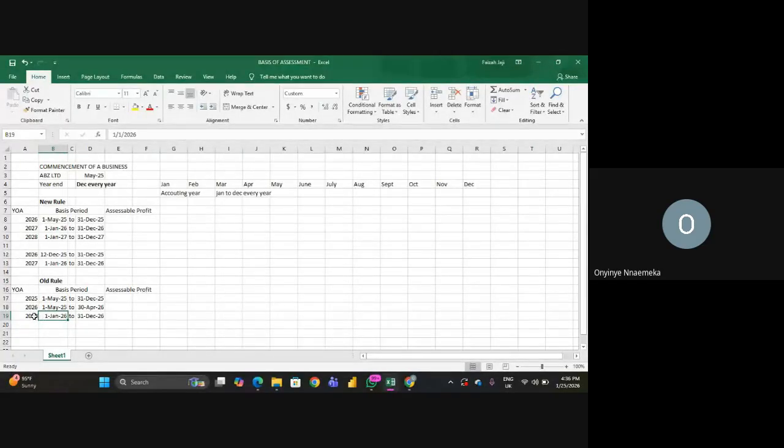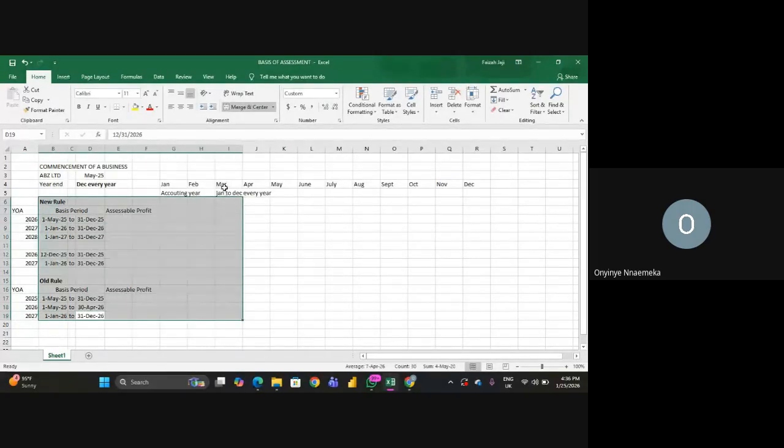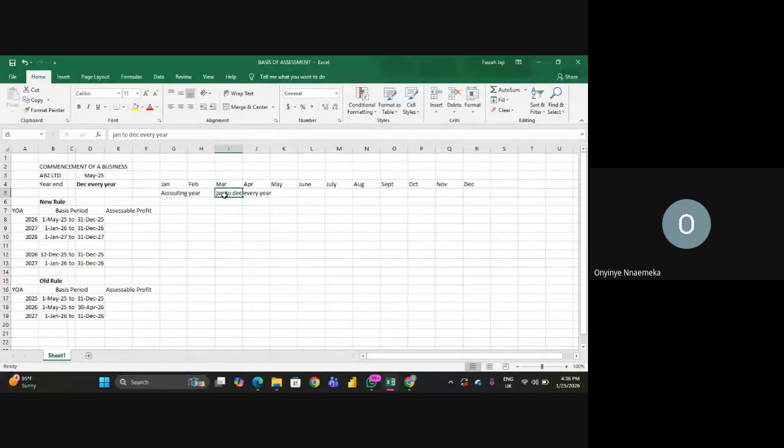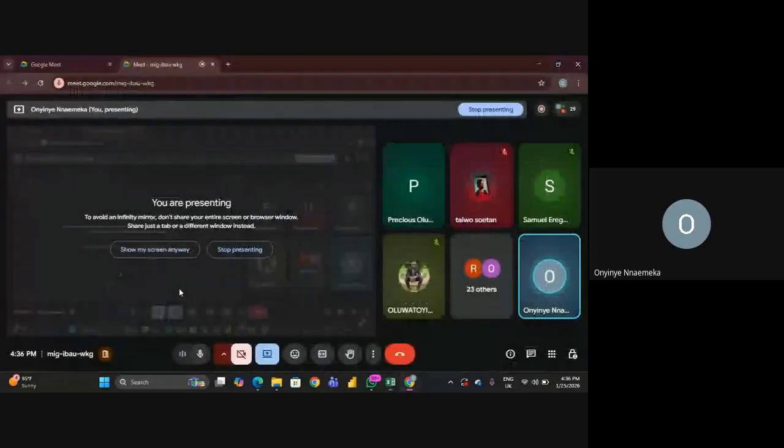Now, we already know our year. All you need to know is which profit will be assessed to tax in this 2027. No other profit than last year's profit. And you follow this accounting year. January to December is constant. It is the year that will change. You put in the year that goes with the 2027 year of assessment, which is 2026. Are we good? All right.